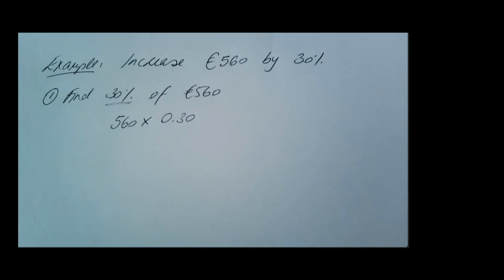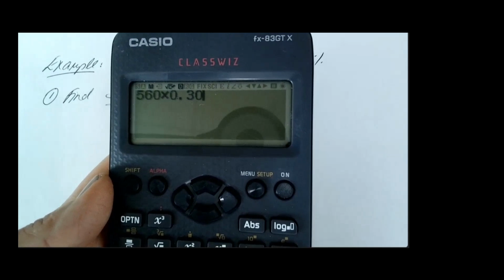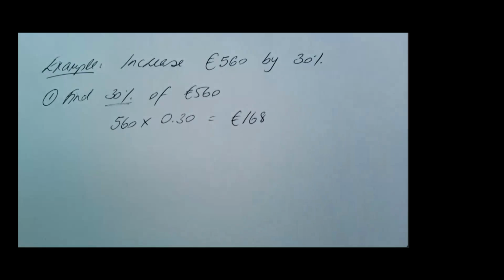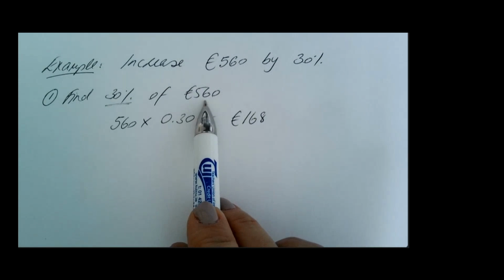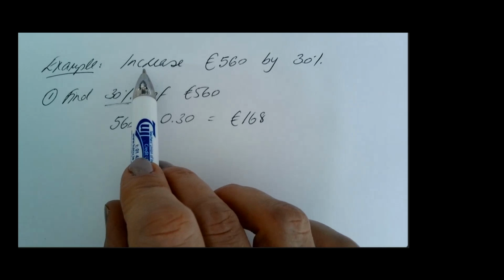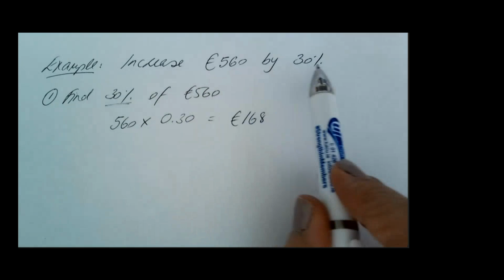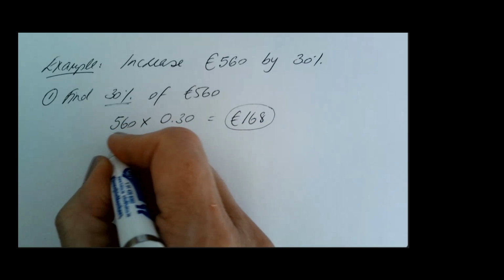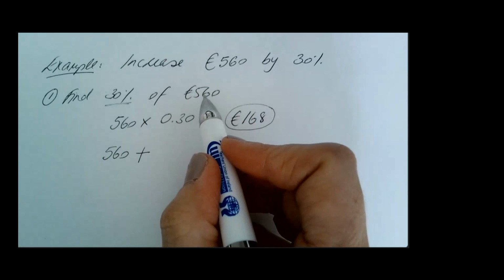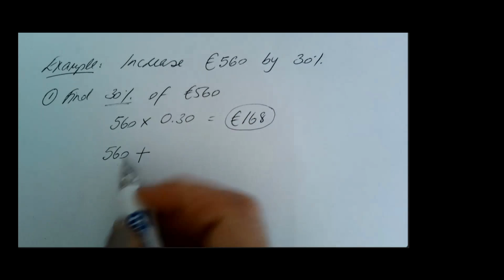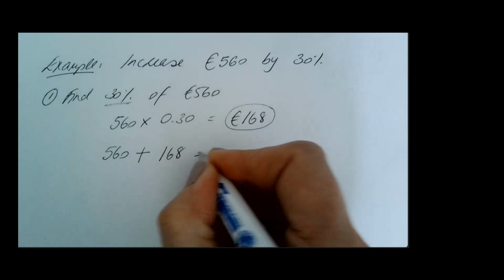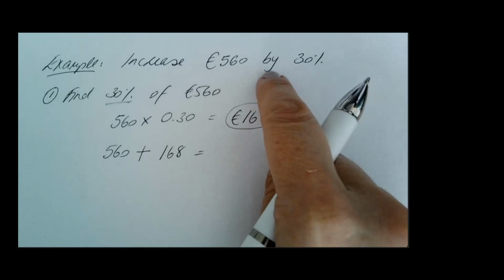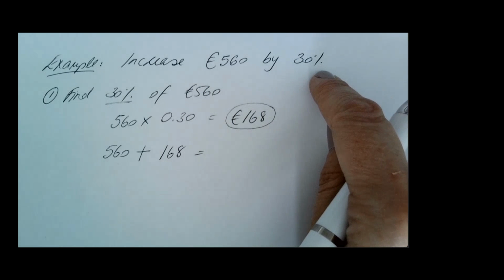So 560 times 0.30 is 168 euros, of course. Now, if 30% of 560 is 168, and I'm asked to increase this amount by the 30%, since this is my 30%, what I'm now going to do is increase the 560 euros by that amount. And that means you're going to add it on. We've found what the 30% is. So this basically means increase 560 by 168 euros, because that's the 30%.